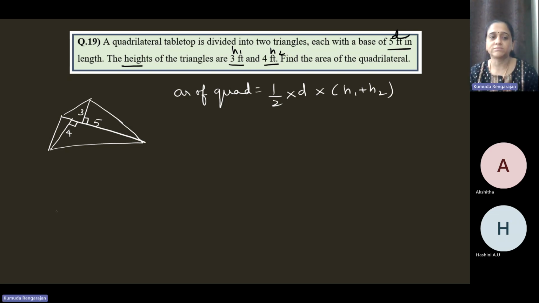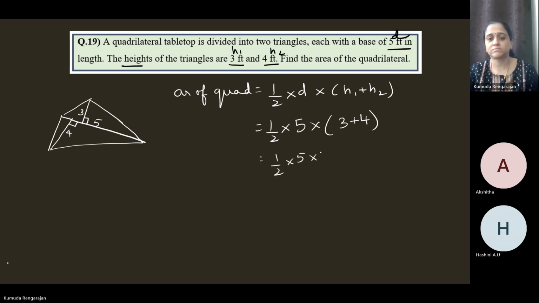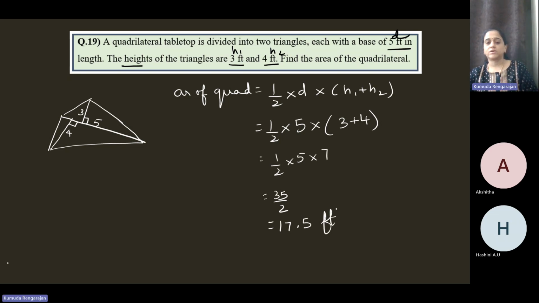Find the area. Half into 5 into 4 plus 3. Half into 5 into 7. That is 17.5, or 35 by 2. Square feet.